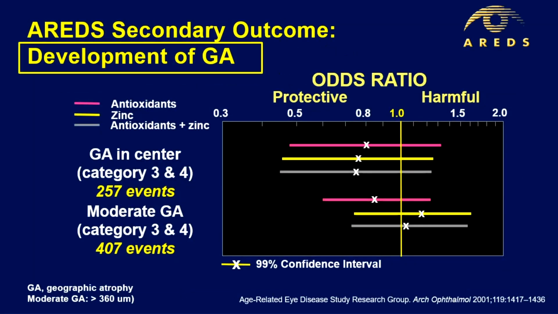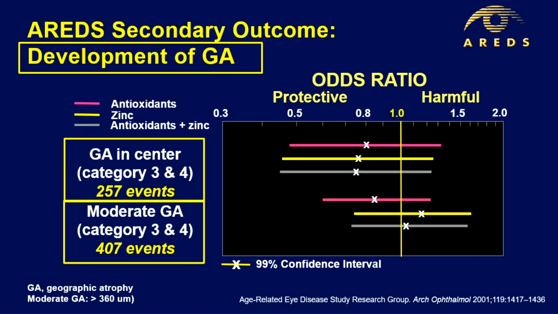But if we break down this information to see if these dietary supplements were protective on the left side or harmful on the right side, the odds ratios show that if you had geographic atrophy developing in the center over time, there was no difference whether you were assigned to antioxidants, zinc, antioxidants plus zinc in comparison with a placebo. And if you look at eyes that had developed any moderate GA, that is 360 microns or more in its greatest linear dimension, again, there's no evidence compared with placebo that any of these dietary supplements were protective.